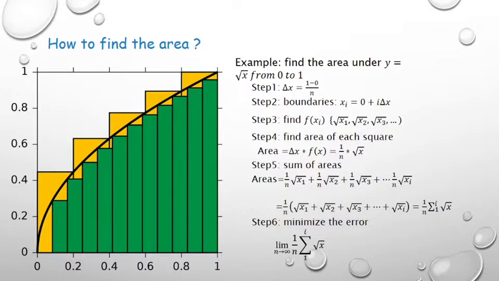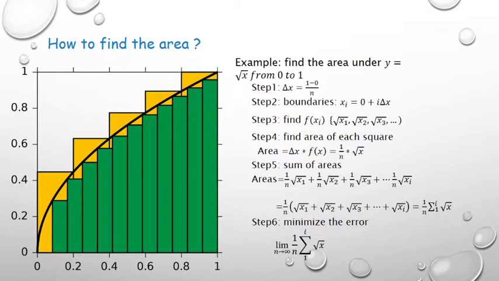An example that we're going to examine here is the function y equals root of x from x equals 0 to x equals 1. The first step we are going to take is to find the delta x, which is the base of these green rectangles that we're going to find the area of. And the delta x can be found by the formula: the endpoint of the range minus the beginning of the range, divided by a certain number of partitions.